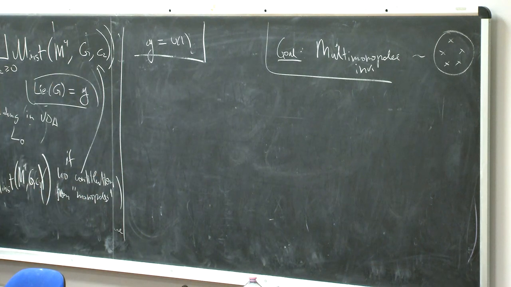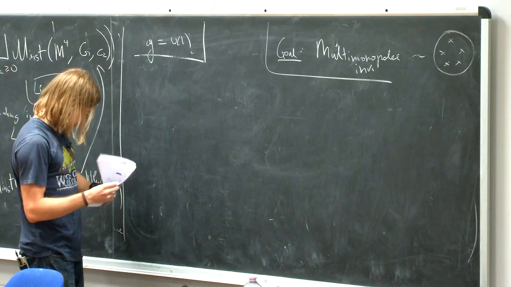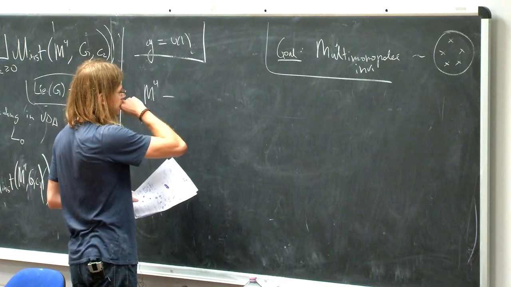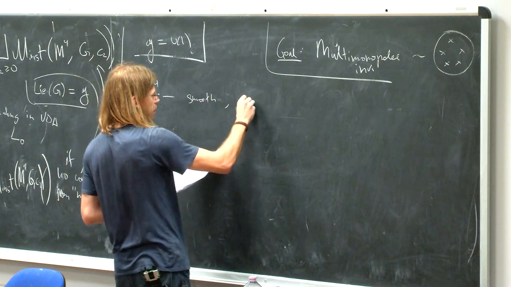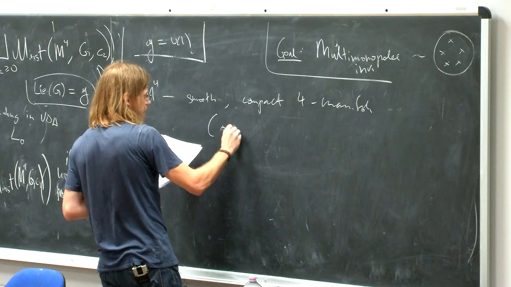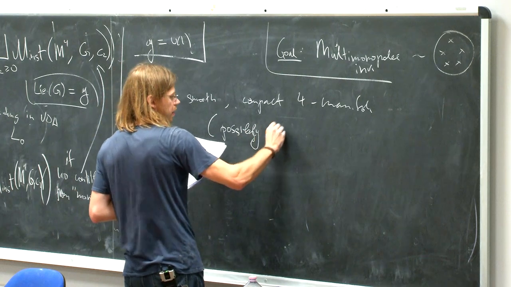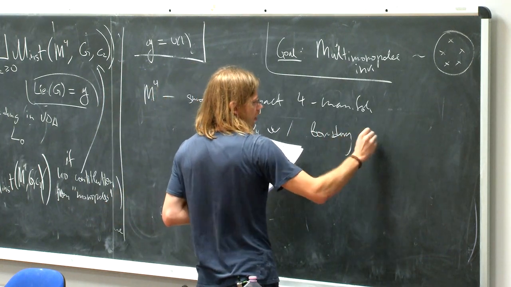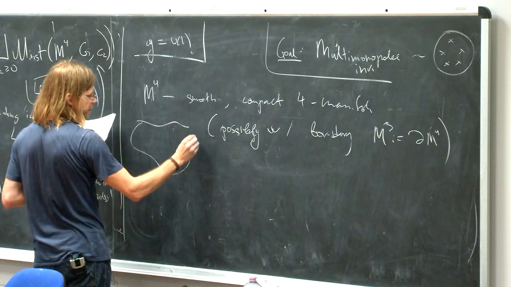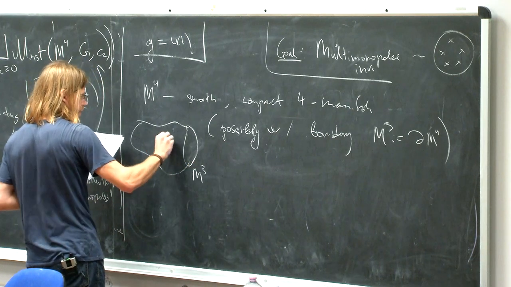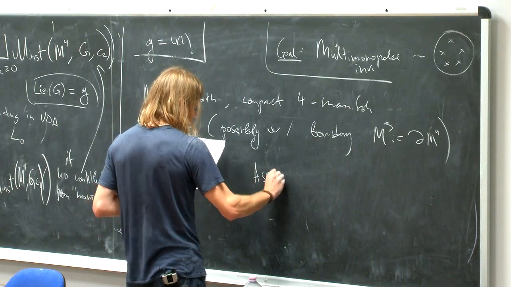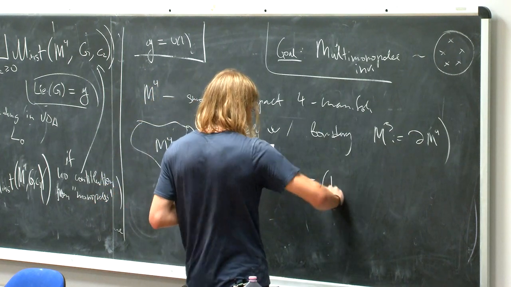Okay, so I don't have much time left. So for simplicity, let me consider M4 to be a smooth, compact four-manifold, but possibly it will have a boundary, which I will denote by M3. So you can imagine having something like this. And for simplicity, let me assume that it's simply connected, just as a technical assumption.